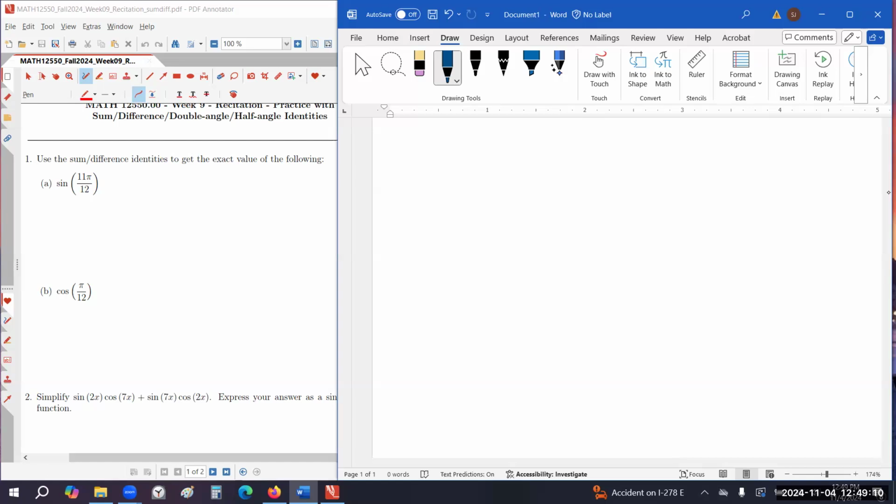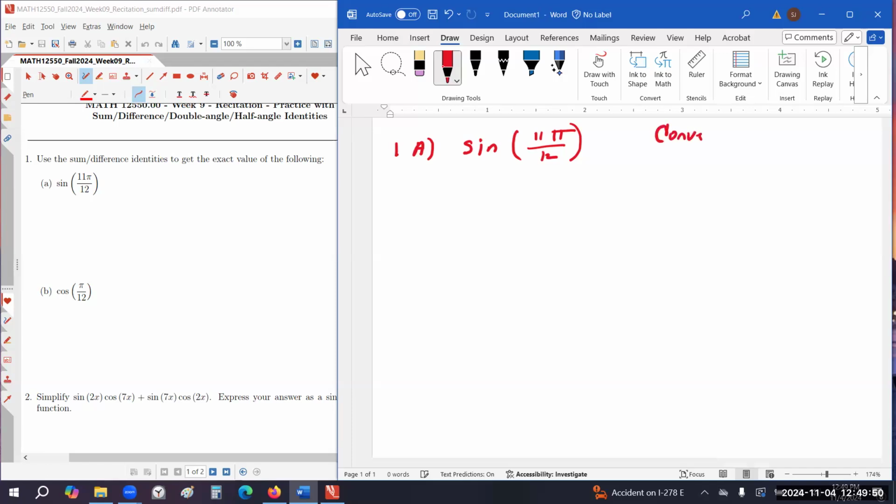So which one do you think looks harder? A or B? A? Okay, wonderful. So question 1A. We are given sine 11 pi over 12. I am very bad at radians. I don't see radians when I close my eyes, but I will see degrees when I close my eyes. So I always convert my radians into degrees.